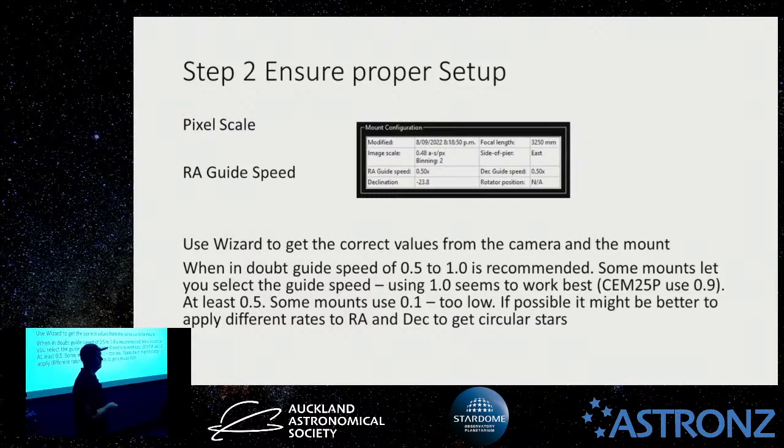RA guide speed, I'm not 100% sure what that is, but if you use the wizard in PHD2 to set up the camera and the mount, and you have the camera and the mount connected to PHD2, it can query the camera to find the pixel size of the camera, and it can query the mount to find the mount's guide speed. So you don't have to worry about these two things if you use PHD2's wizard to set up. And it's recommended to use the wizard.